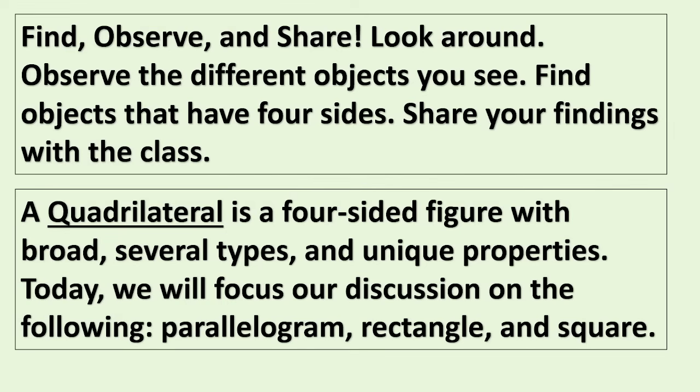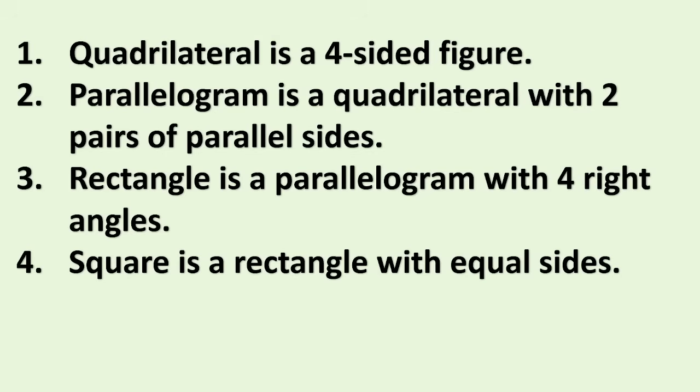A quadrilateral is a 4-sided figure with several types and unique properties. Today, we will focus our discussion on the following: parallelogram, rectangle, and square. Quadrilateral is a 4-sided figure. Parallelogram is a quadrilateral with 2 pairs of parallel sides. Rectangle is a parallelogram with 4 right angles. Square is a rectangle with equal sides.